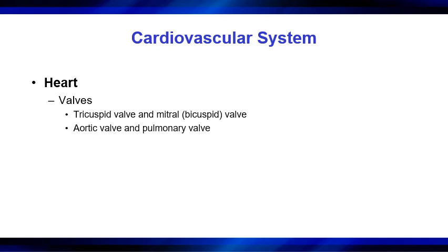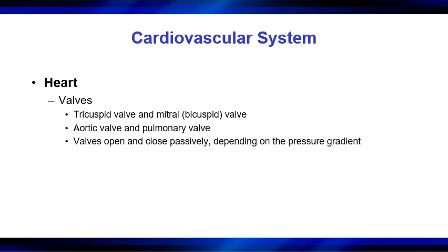You also have the aortic valve and pulmonary valve. The pulmonary valve is at the right ventricle, because that's what's going to pump blood out to take it to the lungs. And then the aortic valve is where the blood goes out to the rest of the body out of the left ventricle. And again, these valves open and close passively depending on the pressure gradient. So the pressure gradient, as the heart is pumping and pushing blood through, is going to cause those valves to open up passively.